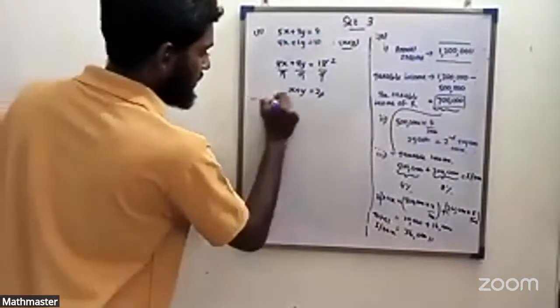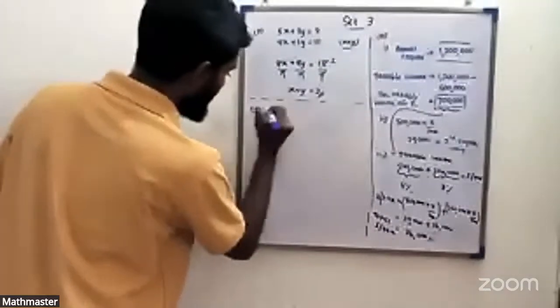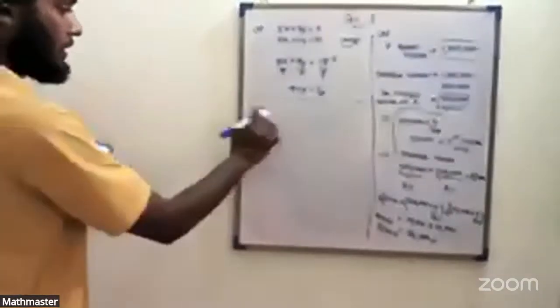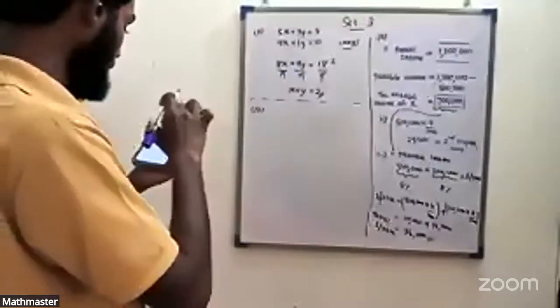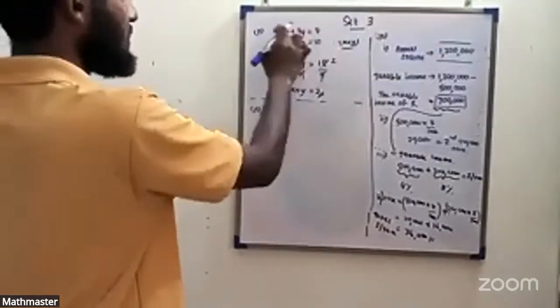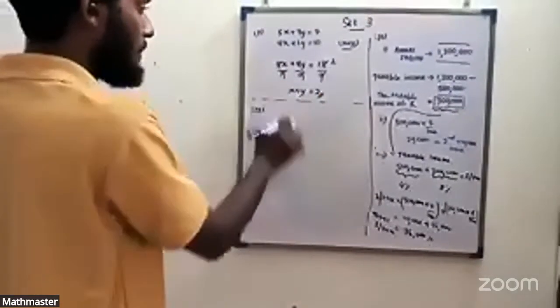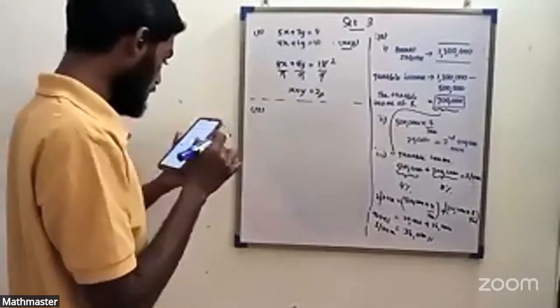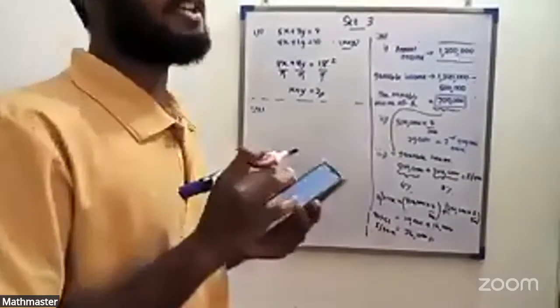Then let's go for the 12th one. The 12th one was the same thing, but in a different method. Now here we added, but in the 12th one we have to subtract. See, "without solving the following equations." Again they give that word, without solving.